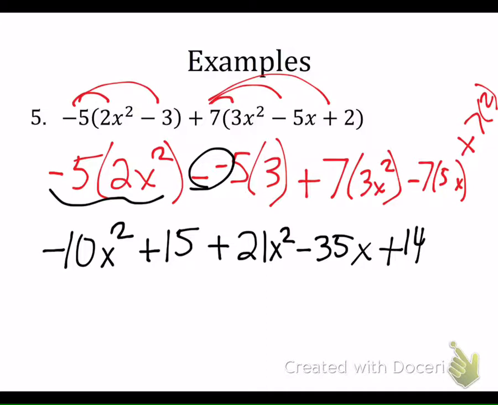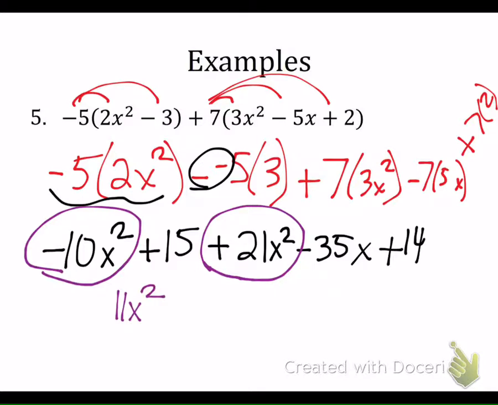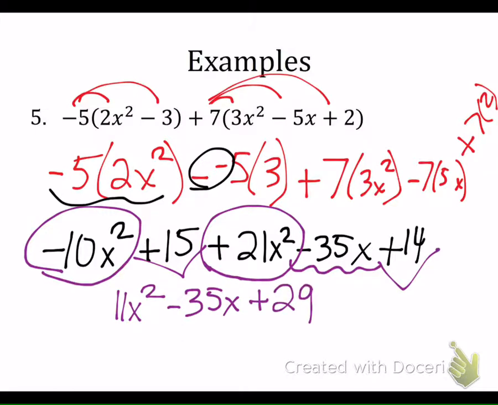What can I do now? Is this it? No. This one does have like terms. What are they? Yes. The negative 10x squared and the 21x squared. Very good. So negative 10x squared plus 21x squared is what? 11x squared. I'm going to do the x's next. Is anything combined with the minus 35x? No. Okay, and then the 15, I'm going to actually underline it. Oh, I already did that. 15 and 14 gives me what? Positive, so plus 29. Good.